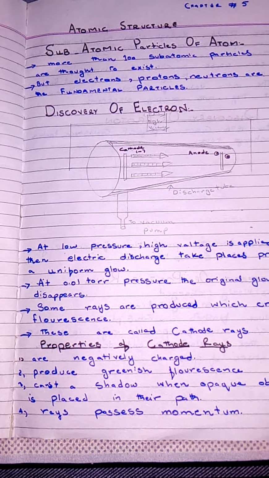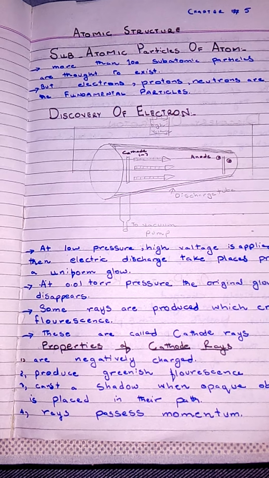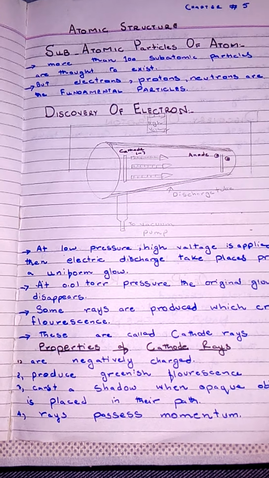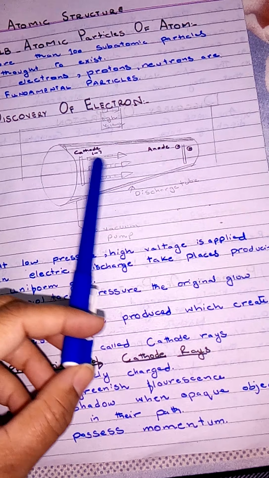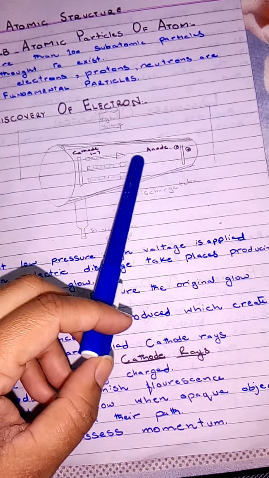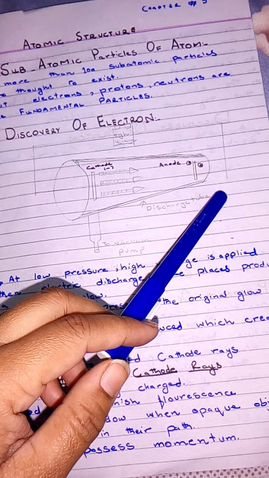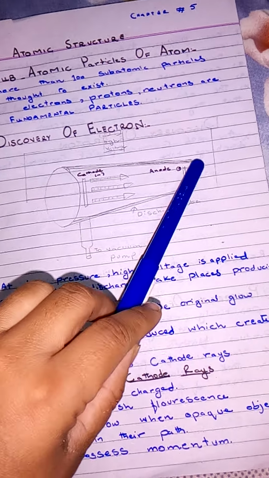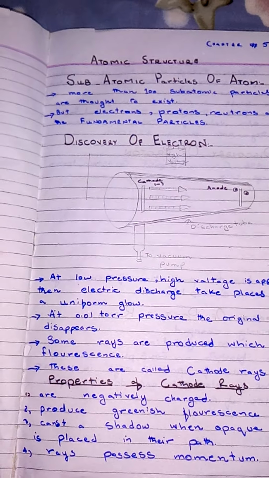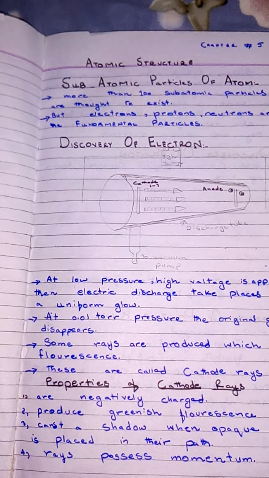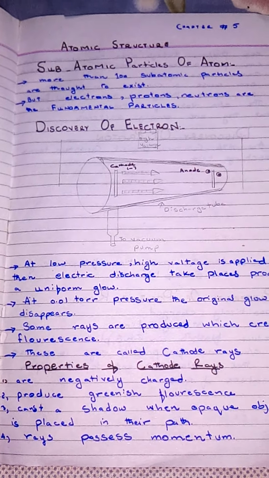When pressure is further reduced to 0.01 torr, the uniform glow disappears and fluorescence appears on the glass walls opposite to the cathode. See here, when these rays strike the walls of the glass, the uniform glow disappears and they produce fluorescence. These rays are called cathode rays, and this fluorescence confirms the production of cathode rays.